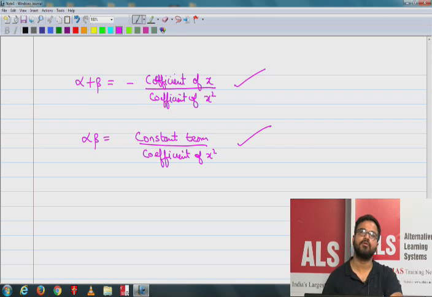Is this clear till now? Please raise your hand if this is clear till now. Then we can go for the questions then. Okay, that's great. Now when you solve the question, you will get a clear idea of what we have to do in these types of questions. So let me give you one question.